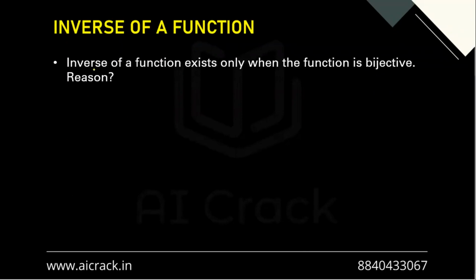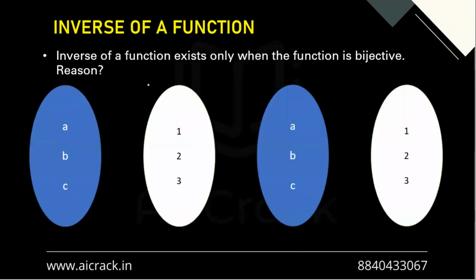So our hypothesis is that the inverse of a function exists only when the function is bijective. Now let's try to prove it. Basically we are saying that if a function is one-one and onto, only then can we say that the inverse of the function is going to exist. So let's take an example. This is our set A, this is our set B. Now let's say this is the inverse function, so we are defining it from B to A. We talked about inverse relations in our previous lecture, right? So we just change the direction of the arrow.